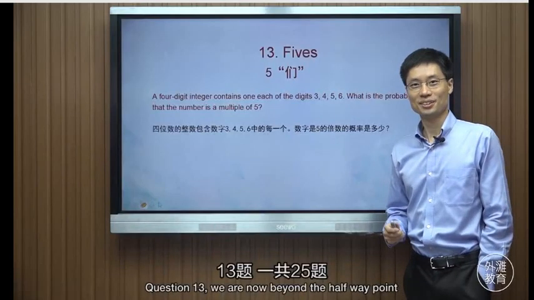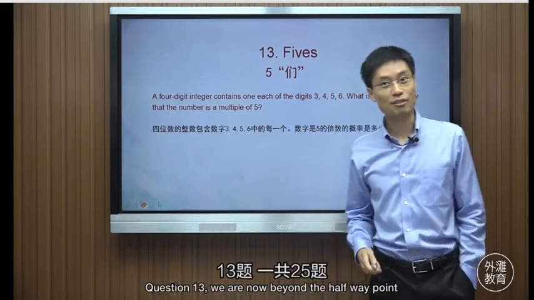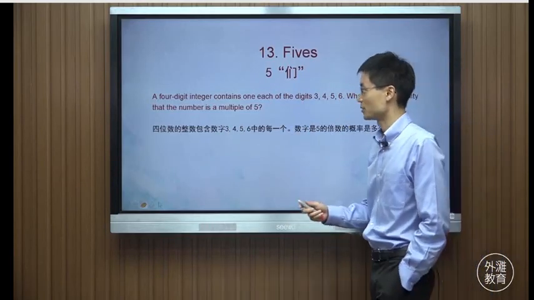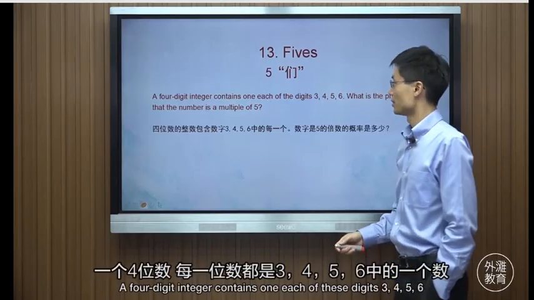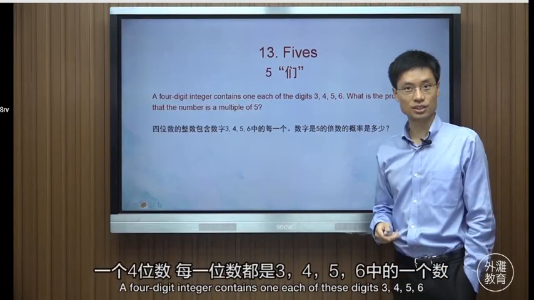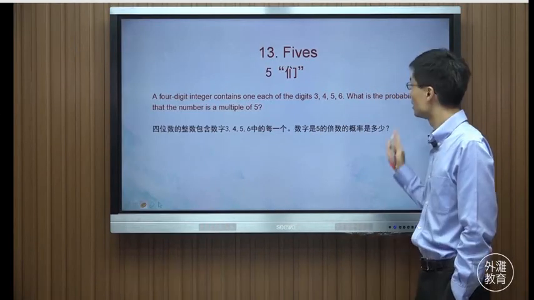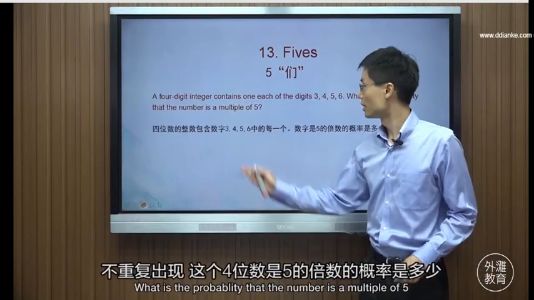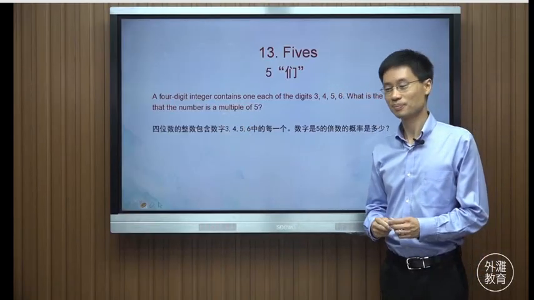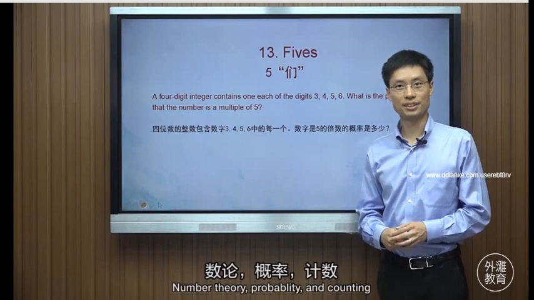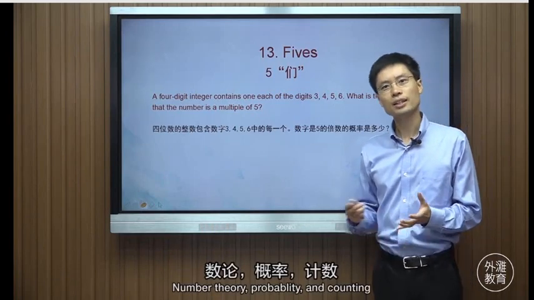Question 13. We are now beyond the halfway point out of 25 questions. A 4-digit integer contains one each of these digits, 3, 4, 5, 6. What is the probability that the number is a multiple of 5? Number theory, probability, and counting.